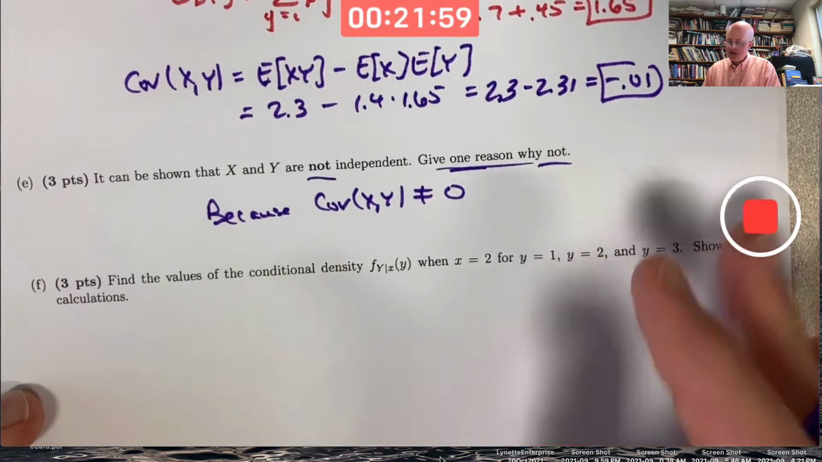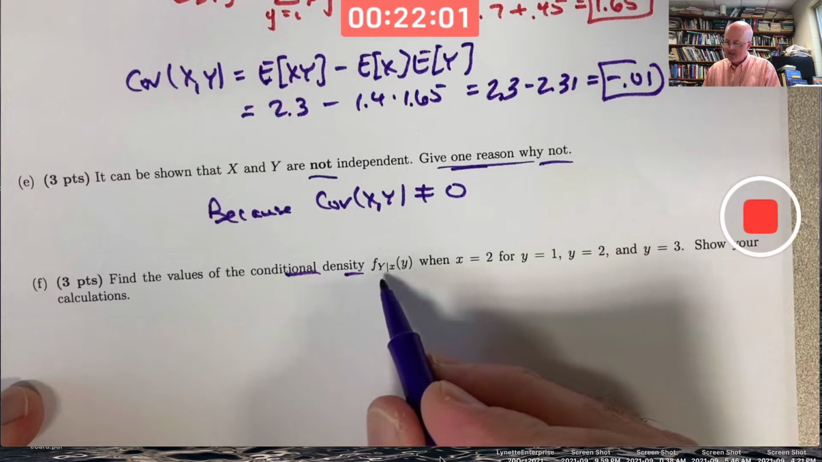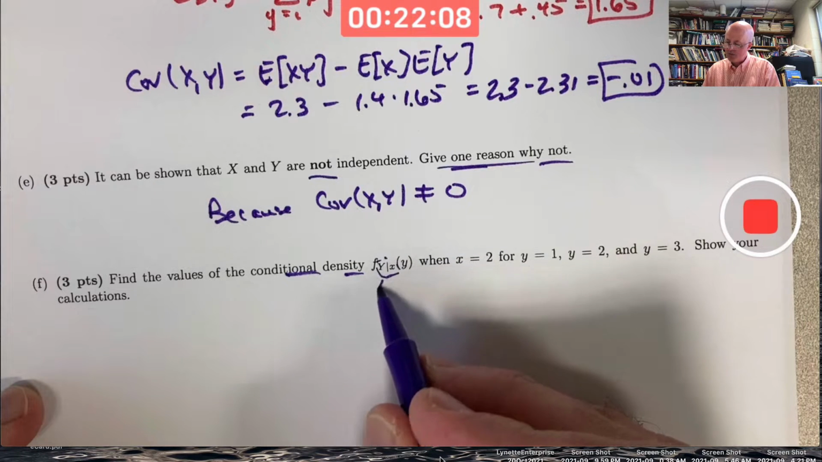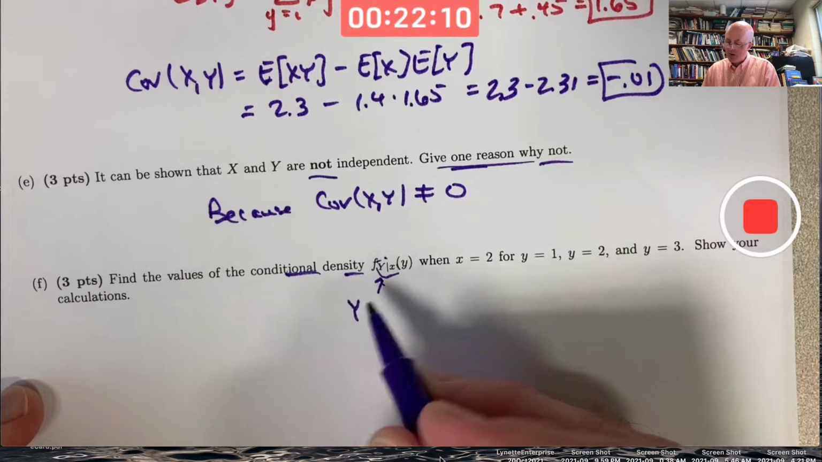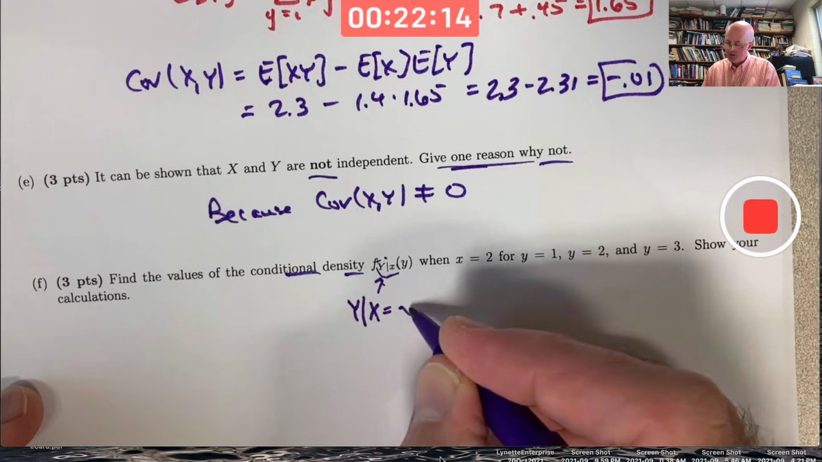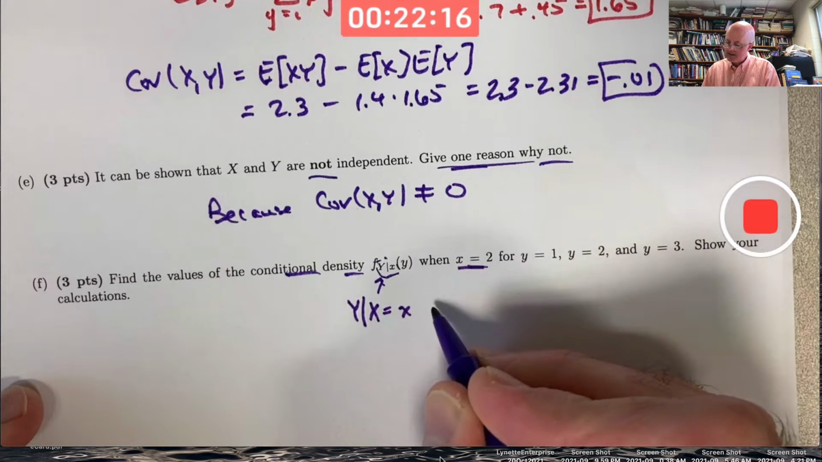Part F, find the values of the conditional density f sub, what's this thing? That's a conditional random variable. Shorthand notation for the random variable y when we are given that the random variable x equals the value little x, where little x in this case is 2.